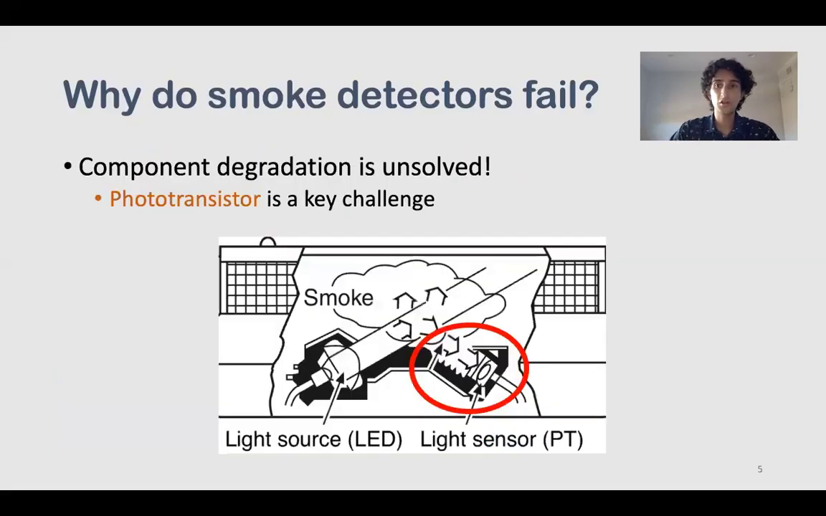A major unsolved cause of failure is degradation of the sensing components themselves. So in the case of the light source or LED, many emerging solutions are directed at detecting when the light source is degrading, but much less attention has been paid to the phototransistor. So we focus on the phototransistor, which again is this component which detects the presence of light reflected by smoke.